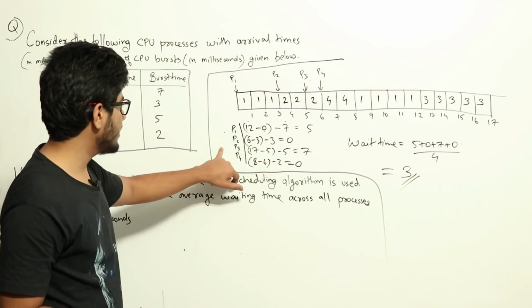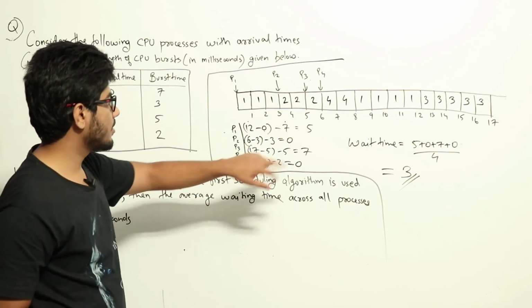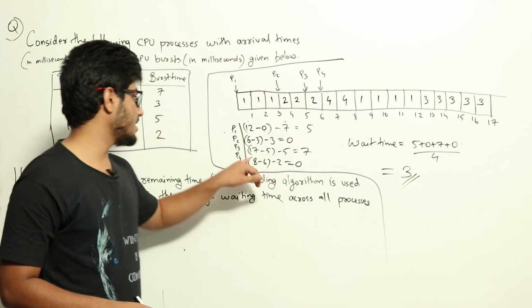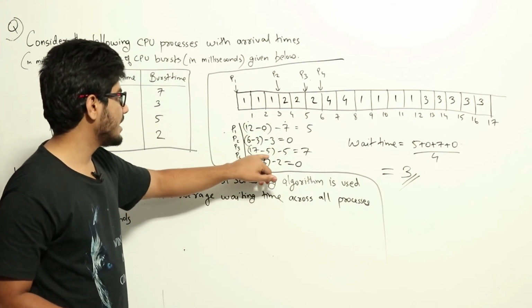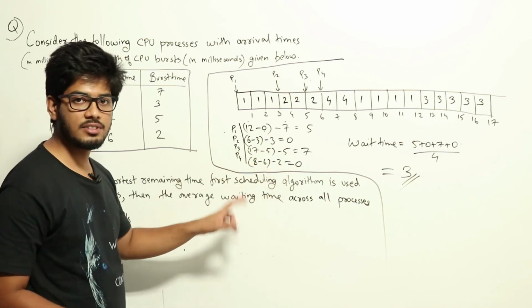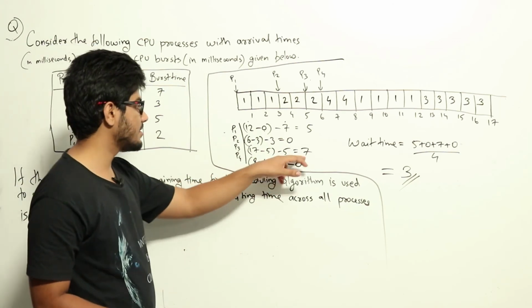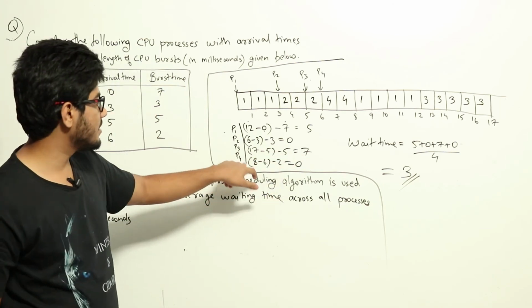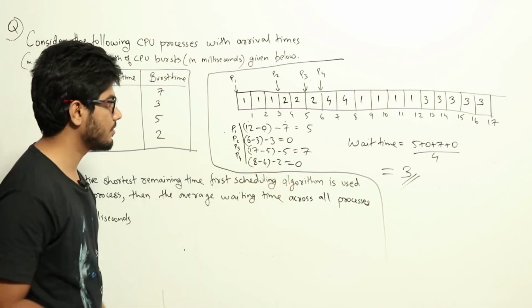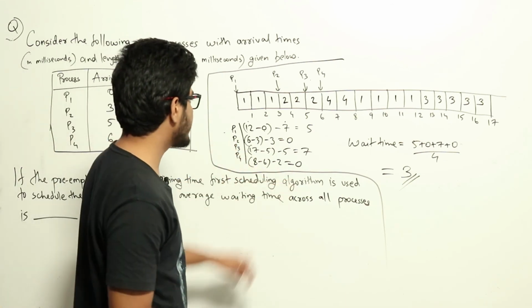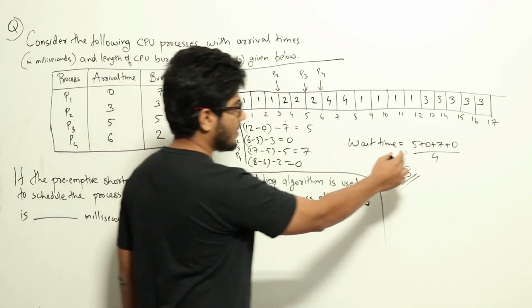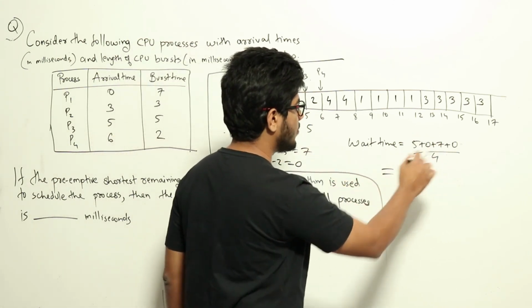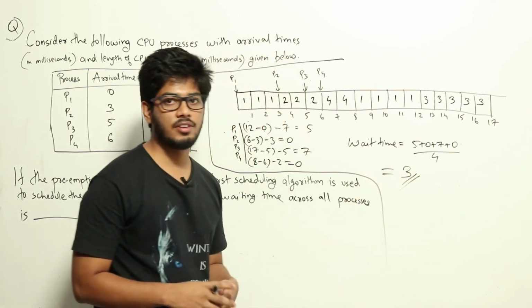Similarly, P3 was completed at 17, it arrived at 5 and it had 5 milliseconds burst time. So the total waiting time is 17 minus 5 minus 5, which is 7. For P4 it is 8 minus 6 minus 2 equals 0, which we did similarly. So the average waiting time for the 4 processes is 5 plus 0 plus 7 plus 0 by 4, which is 12 by 4 equals 3.